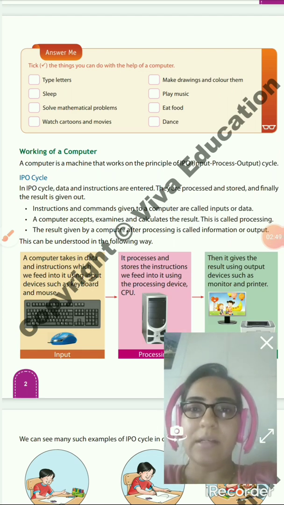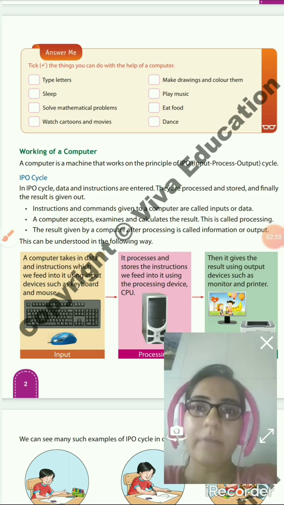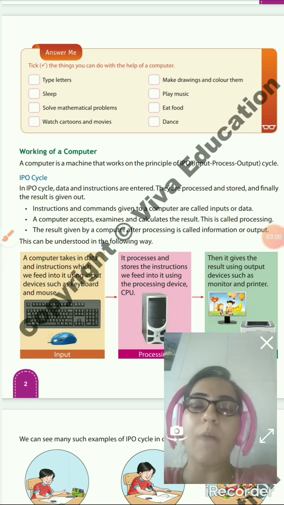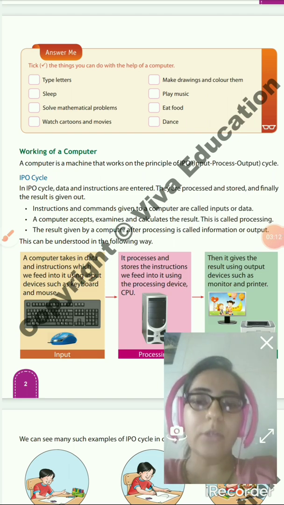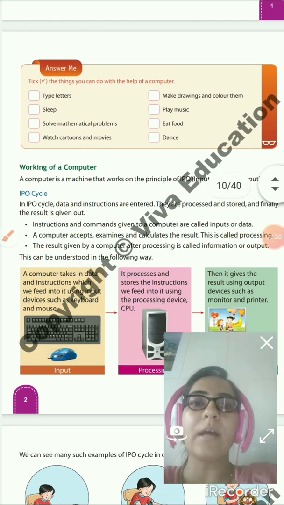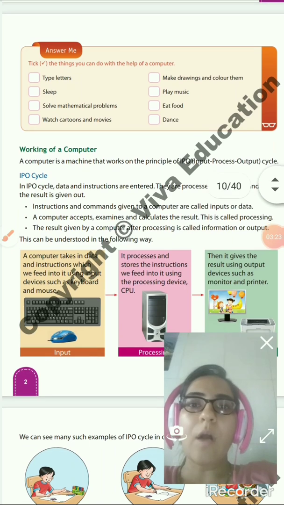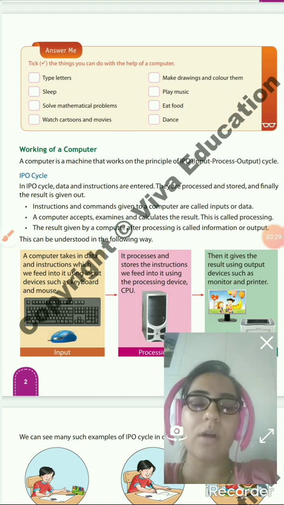In the IPO cycle, data and instructions are entered. They are processed and stored, and finally the result is given out. The instructions and commands are whatever you want to give to the computer. For example, if you want to find Microsoft Word, then first you have to type Microsoft Word on the keyboard, or you can search for it using the mouse. So that is your command given. The command that is given is called the input or the data. A computer accepts it, examines it, and then calculates the result. This is called the processing.